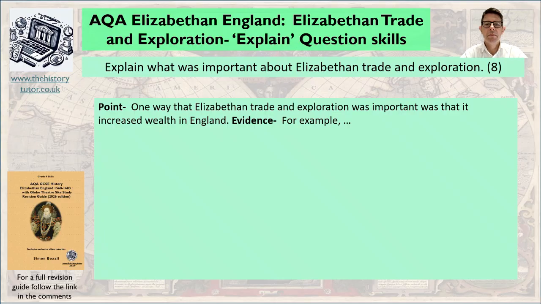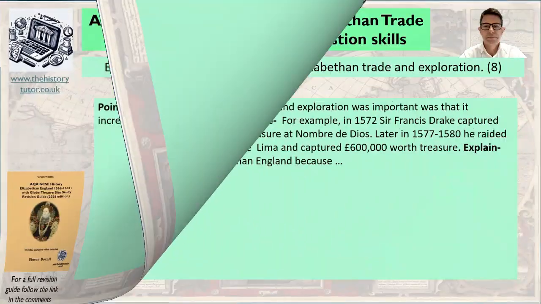Okay, so here is my idea. So I've said one way that Elizabethan trade and exploration was important was that it increased wealth in England. Really simple, yeah? So we talked about money making as our first part of our plan. So let's give an example now. So for example, and give some ideas of the money making of Drake, and you could try and put in Raleigh a little bit if you want to as well. But pause now and give an example.